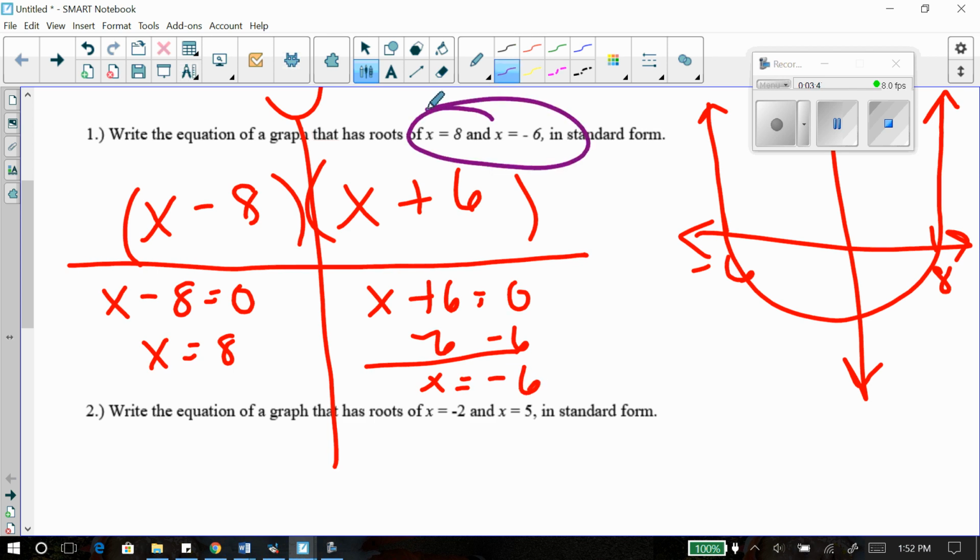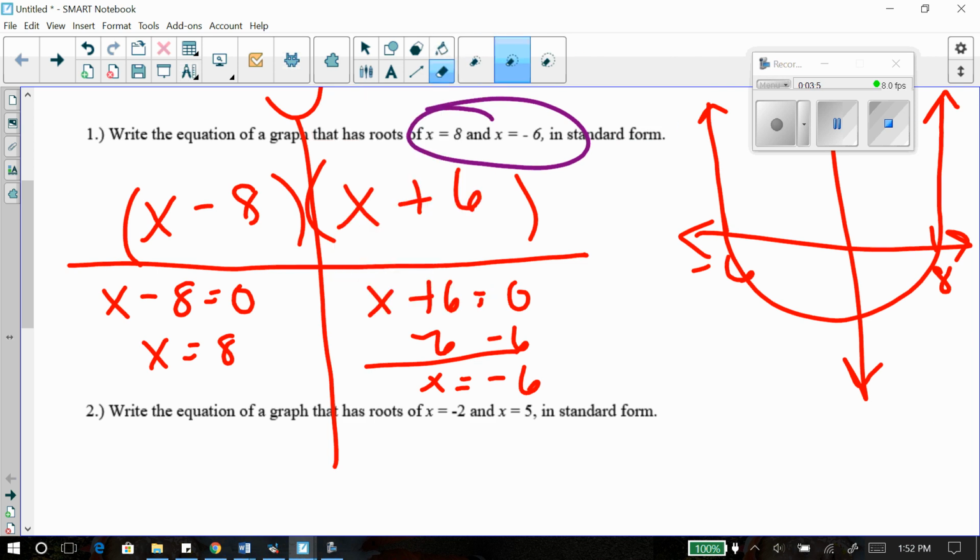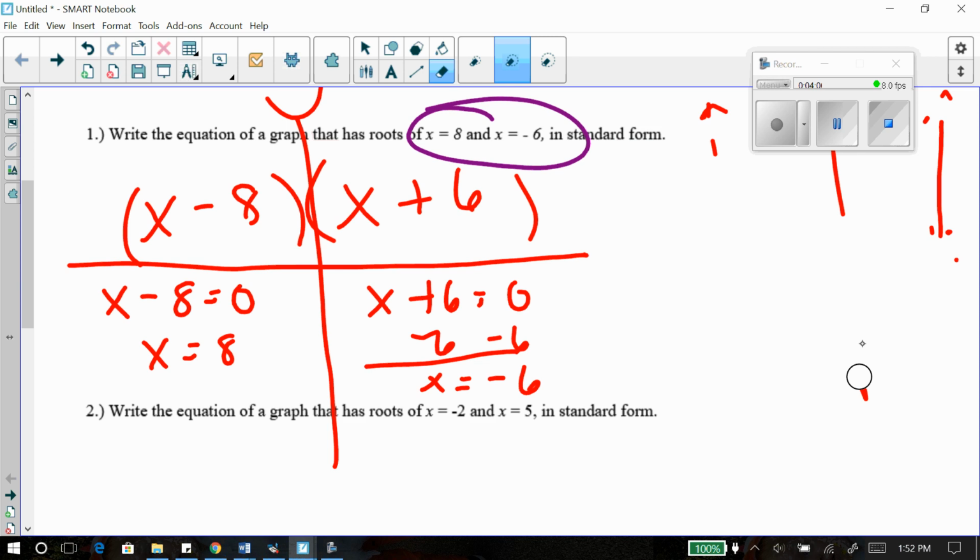which are our roots that they told us we started with. So when they give you the roots, when they give you the x values, you just do the opposite signs.